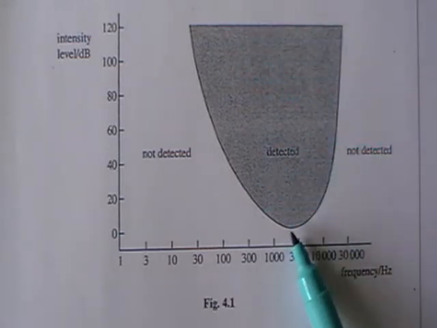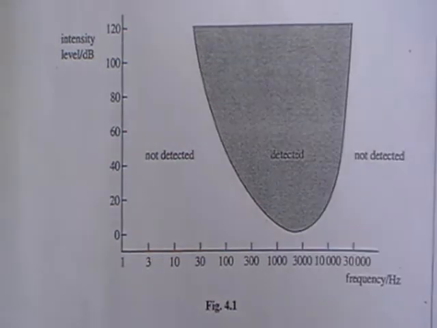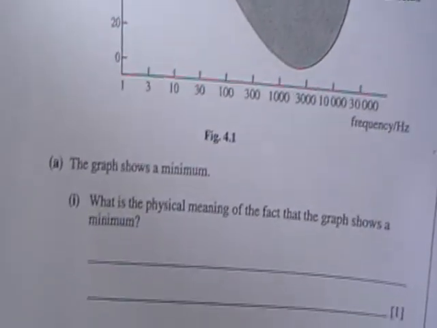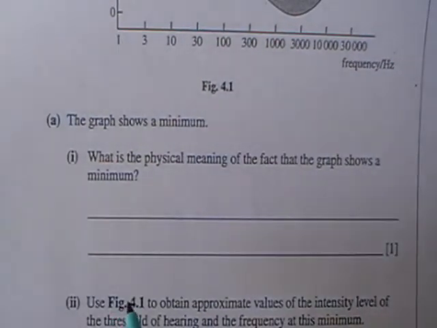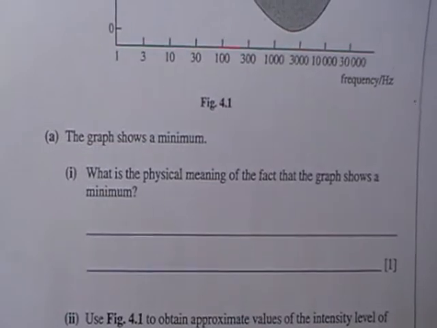The graph shows a minimum, which is there. What is the physical meaning of the fact that the graph shows a minimum? So this is the quietest sound that you can hear, and it's called the threshold level of hearing. And your ear is most sensitive at this frequency.